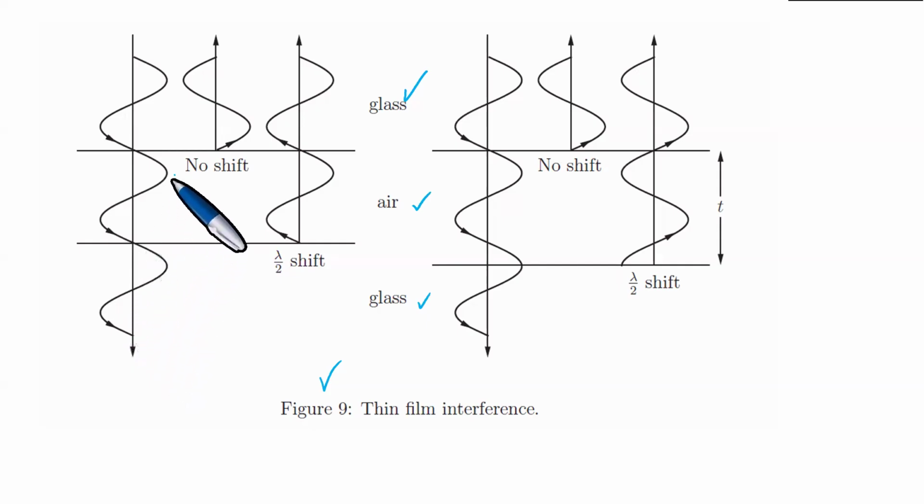Now there is also a light here in this direction that is reflected. If one looks at this as reflection, it begins from the glass and goes back to the air, and exactly here we see no shift at all. If we look at this, we observe no shift, and here we see a lambda over 2 shift.